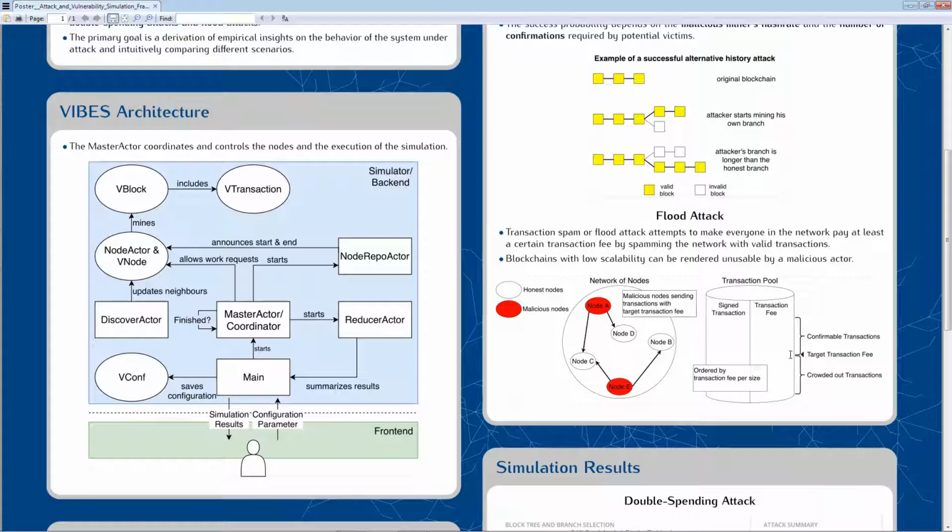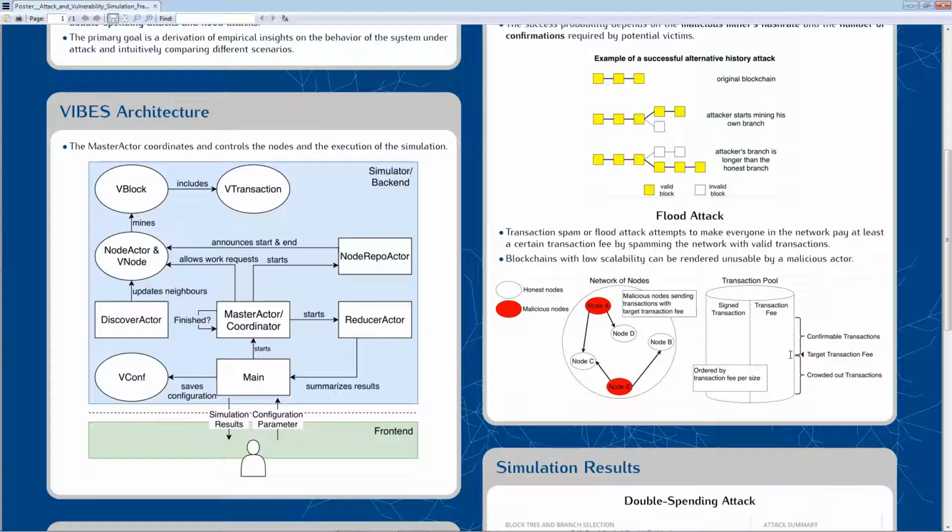The coordinator is the central piece of the simulator. It allows the node to do work requests. Work requests are, for example, the mining of a block or the sending of a transaction. VBlock is a data structure for a block, and VTransaction is a data structure containing all the necessary information of a transaction. The node repo actor is used to offload work from the coordinator. The coordinator is the bottleneck in the system.